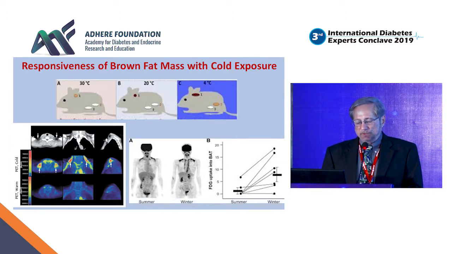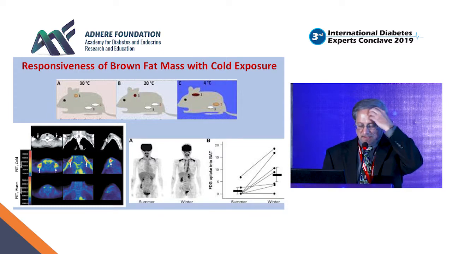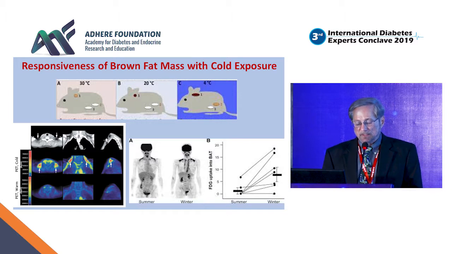Here's the cold exposure. On the top, you see mice at 30 degrees versus 4 degrees. The cold temperature increases the mass of brown fat in the interscapular region and causes white fat to beige. Humans is the same, increases brown fat. You see PET CT scans on the far left on the bottom, cold temperature increasing brown fat in the interscapular, subclavicular region and in the paravertebral regions.